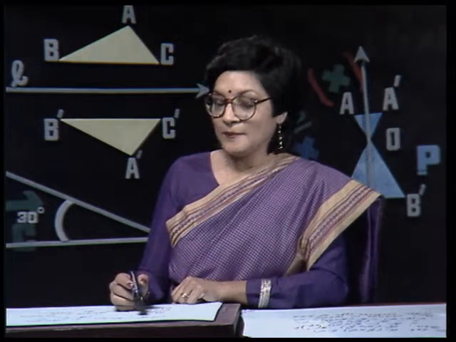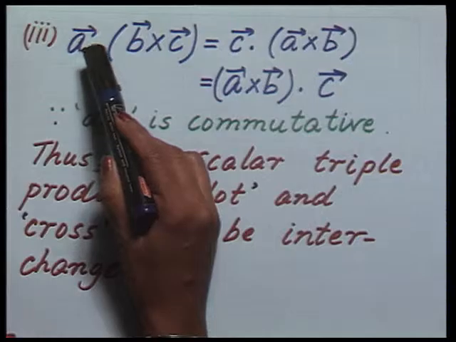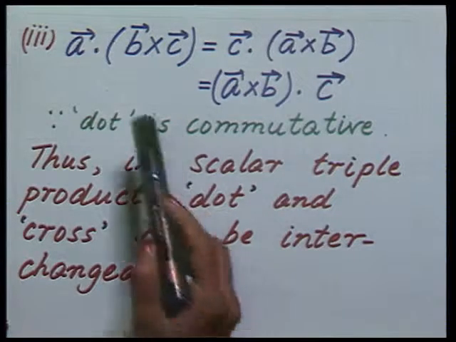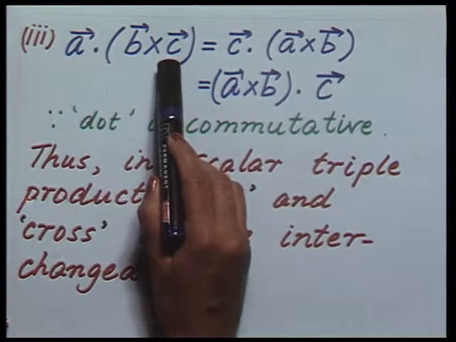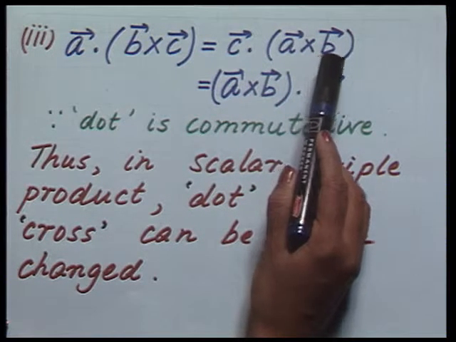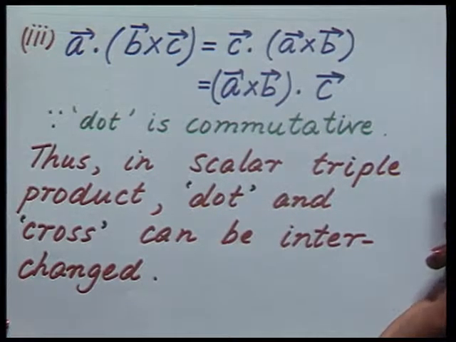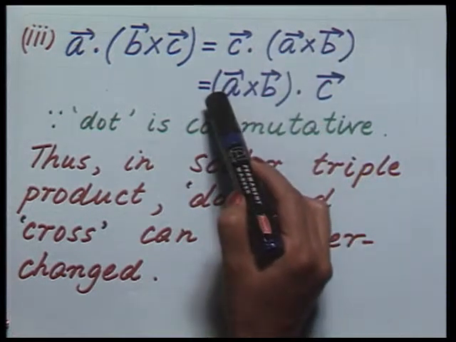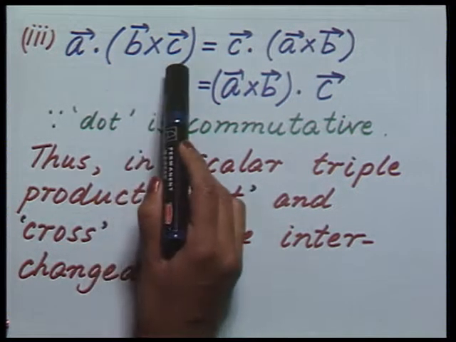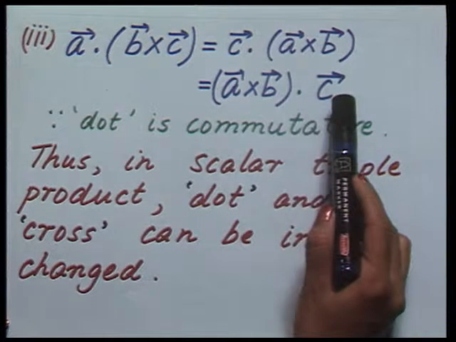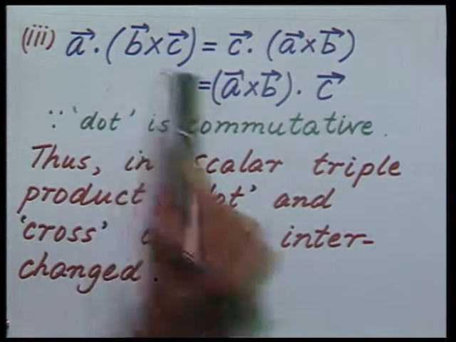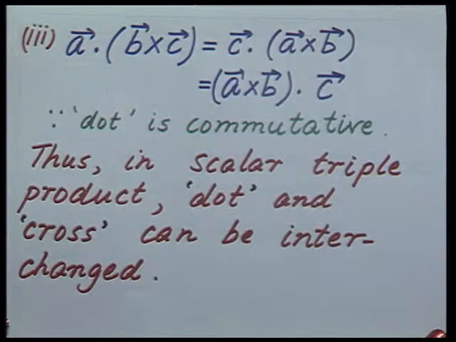Now let us see what happens if we exchange the dot and the cross. A dot B cross C, we already know, is equal to C dot A cross B, right? But we know that dot product is commutative. So I can write this as A cross B dot C. In other words, A dot B cross C is equal to A cross B dot C. Thus, in a scalar triple product, the dot and the cross can be interchanged without changing the value.